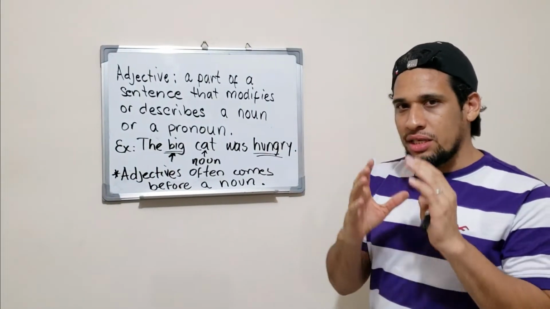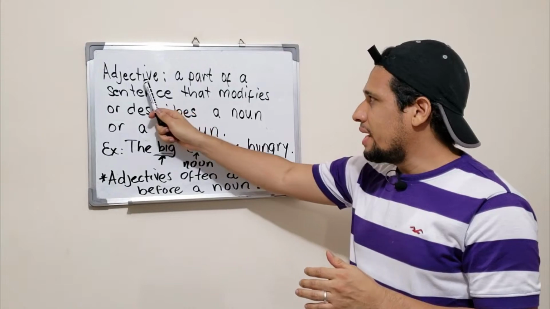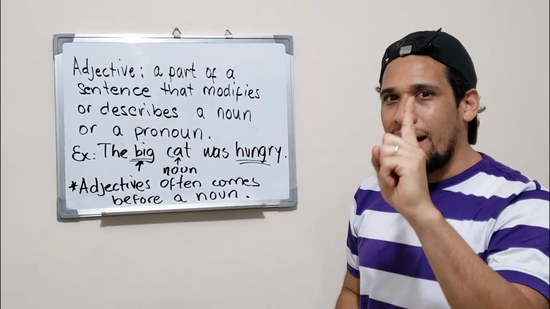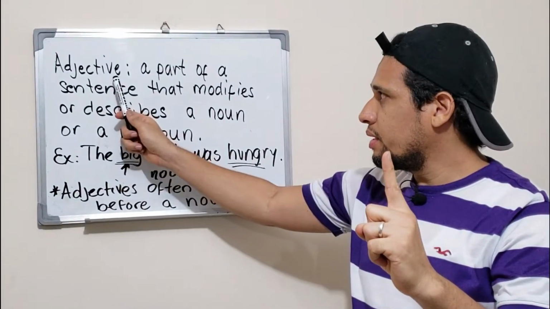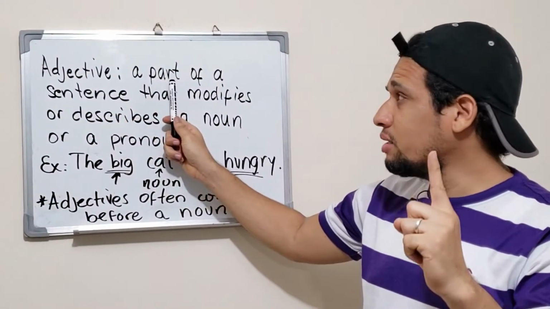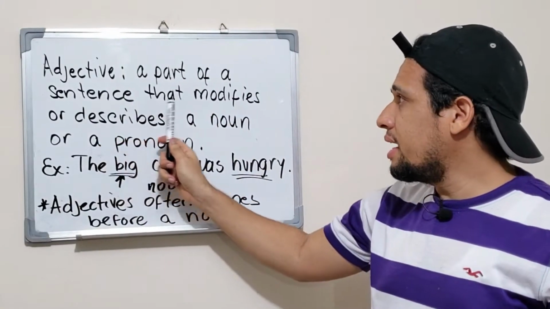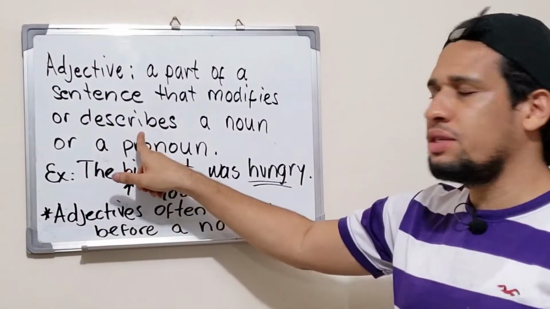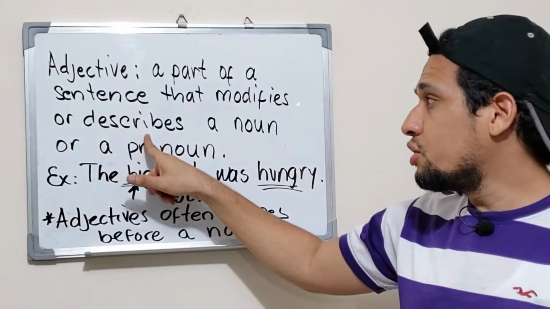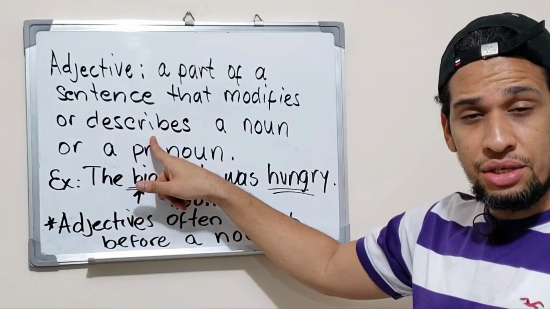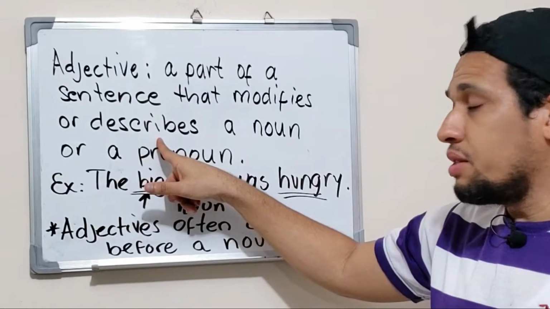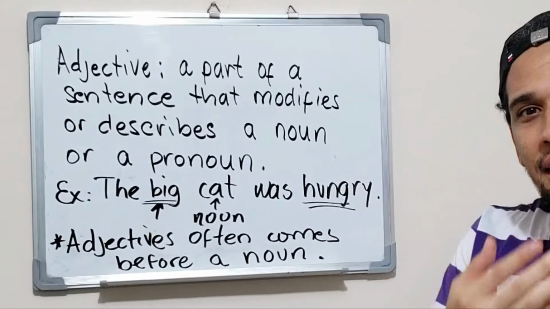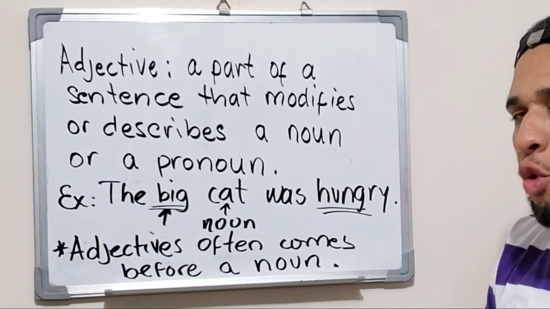So part by part it says an adjective, right? An adjective is a part of a sentence that modifies or describes. This word is very similar in other languages, so it's very easy to understand, right? When we say describe, we are referring to like a definition of a noun or a pronoun.